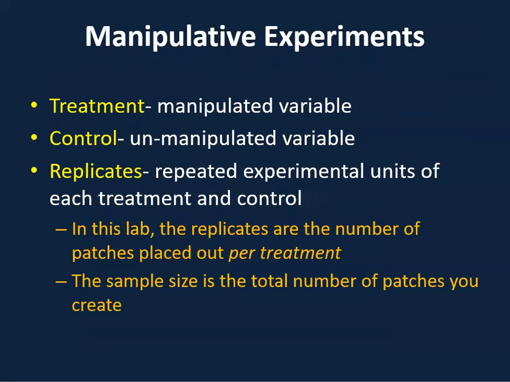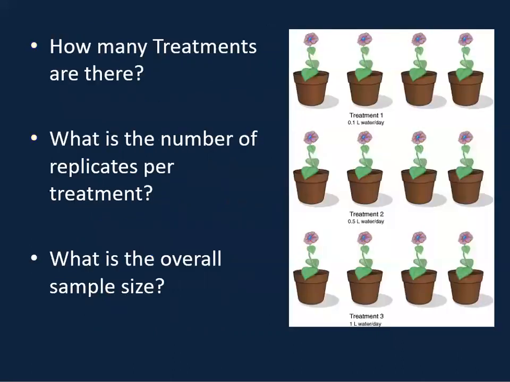So in a manipulative experiment, we have a treatment, which is the manipulated variable, the control, the unmanipulated variable, the replicates, which is the repeated experimental unit of each treatment and control. And in this lab, the replicates are the number of patches placed out per treatment, and the sample size is the total number of patches that you create.